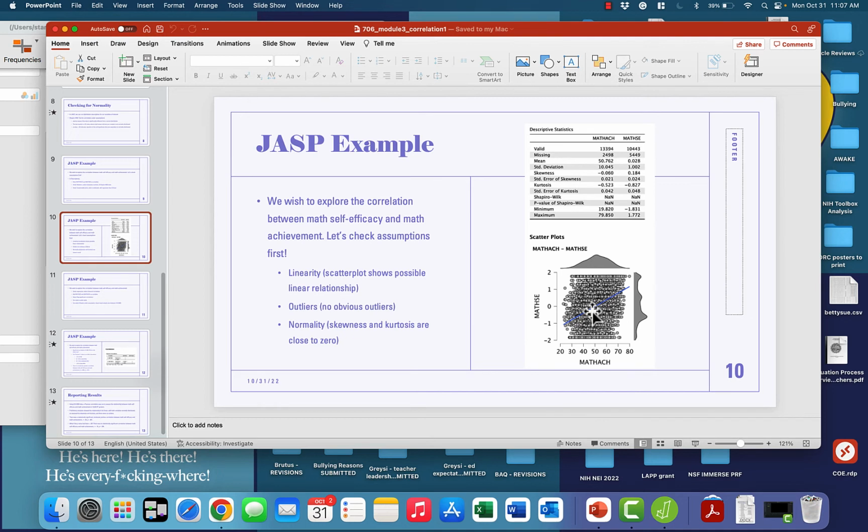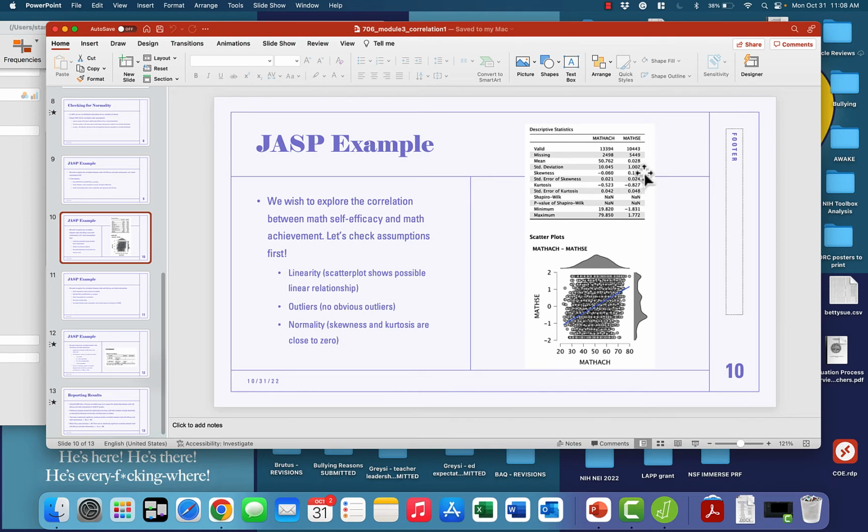And then lastly, with normality, first let's look at the skewness and kurtosis values for our two variables. So with skewness for math achievement, we see negative 0.06, and with kurtosis, we see negative 0.5. So we're seeing a little bit of left skewness, negative skewness, and we're also seeing a little bit of negative kurtosis, but these values are pretty close to zero.